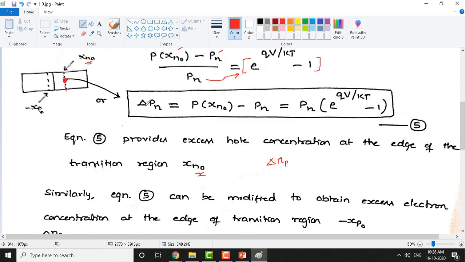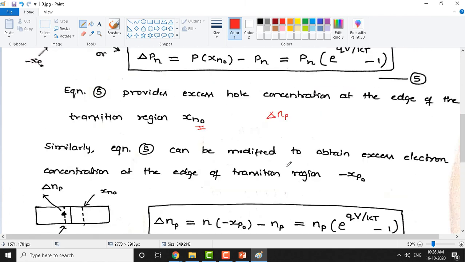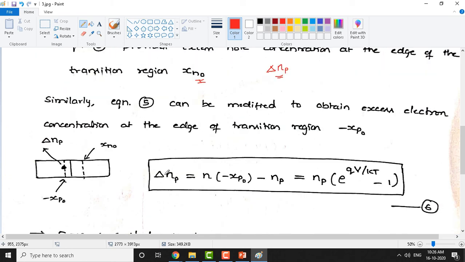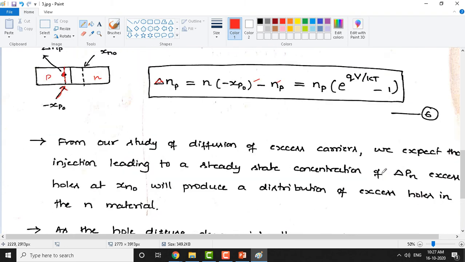Similarly, you can also write equation 5 for electrons. As I already mentioned, for electrons it will be delta Np. So by obtaining this equation, we are trying to calculate electron concentration here. Electrons are the minority carriers on the p side, so the electron concentration here is given by this equation. So delta Np can be written on similar lines, which is N of minus xp minus Np, which is equal to Np times e to the power of qv by kt minus 1. So these are the two equations which you need to remember here.